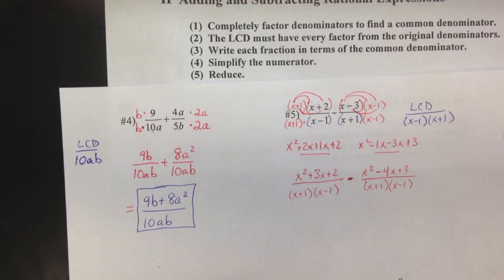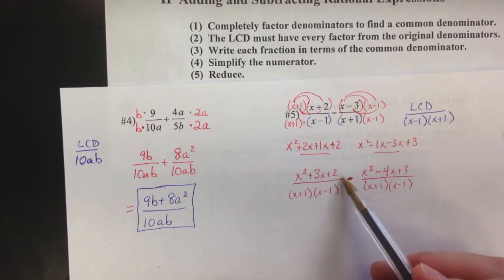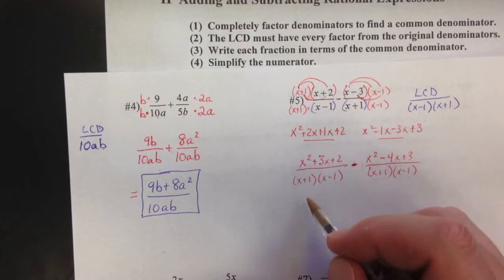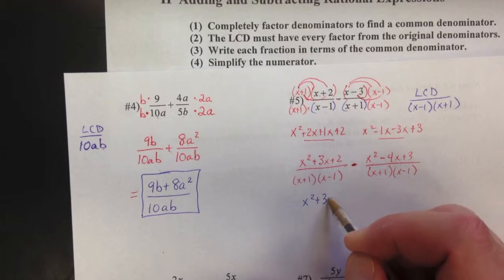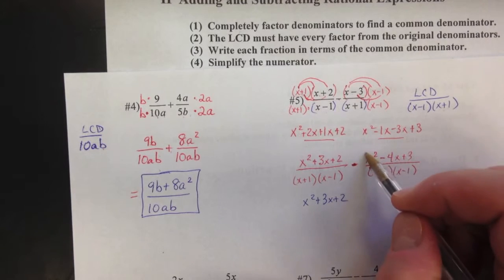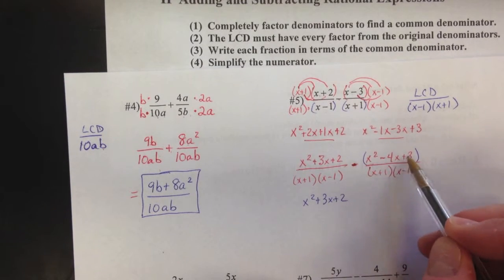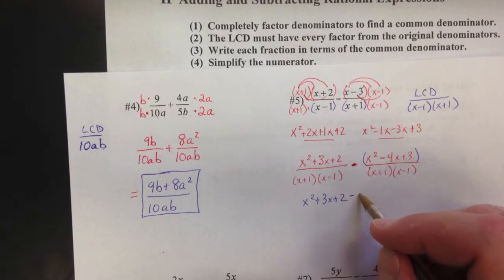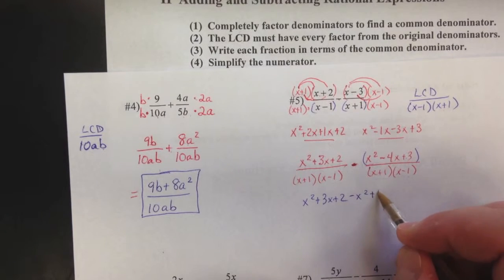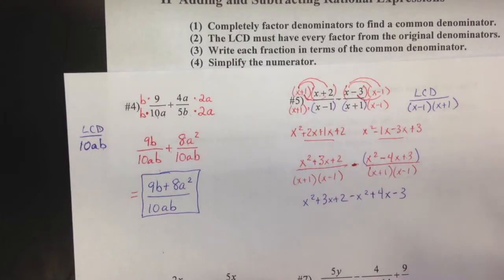Alright, now we have common denominators. So in this case, we're going to subtract the numerators. I've got to be real careful here. I'm going to write this out. X squared plus 3x plus 2. I am subtracting all of this. So what I have to do is distribute a minus to each part of this. So I will go minus x squared. Minusing a negative 4x becomes plus 4x. And then minusing positive 3 is minus 3.